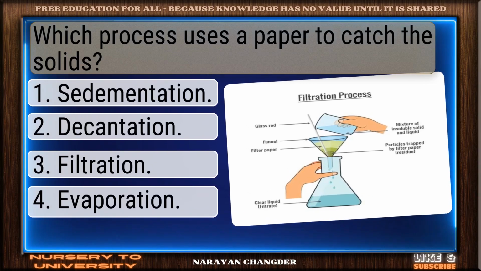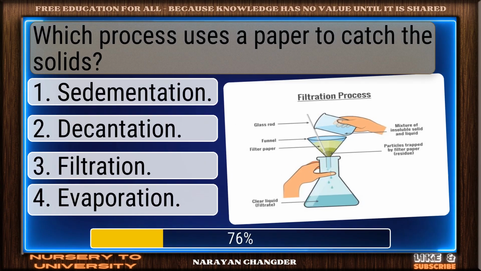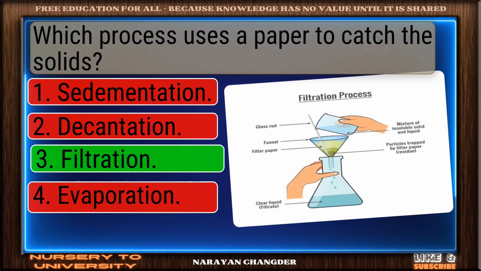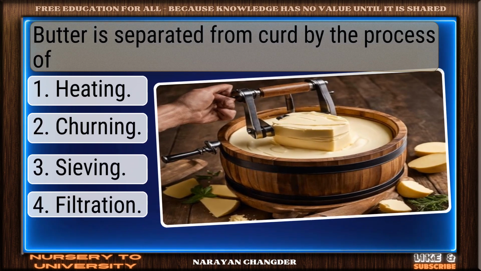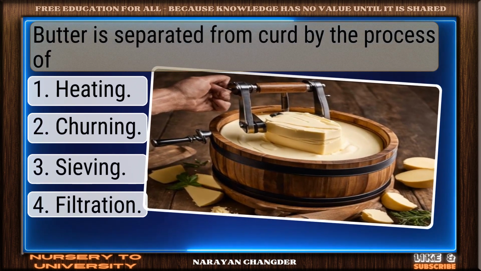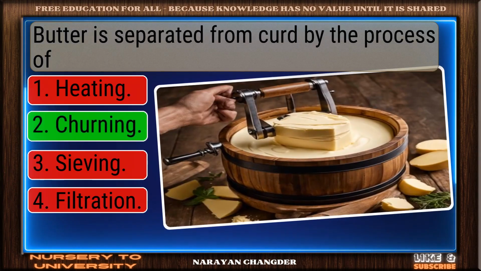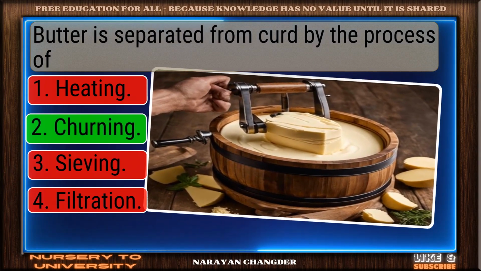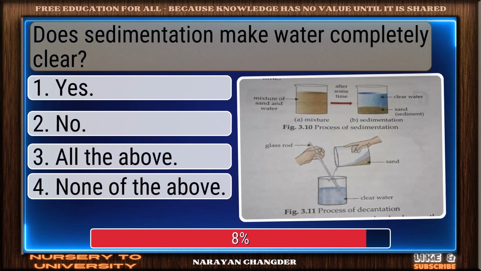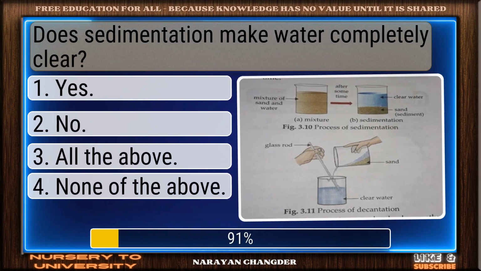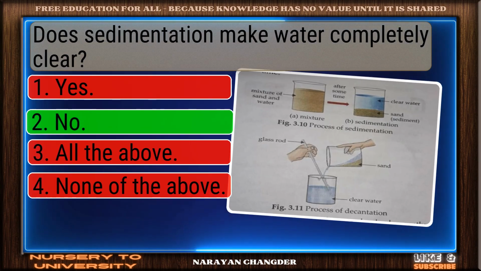Which process uses a paper to catch the solids? Sharp thinking. Filtration is the right choice. Butter is separated from curd by the process of. Right choice. Churning is the best answer. Does sedimentation make water completely clear? Great job. No is the accurate answer.